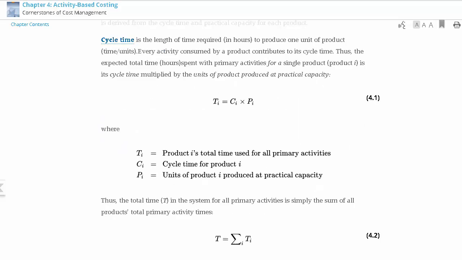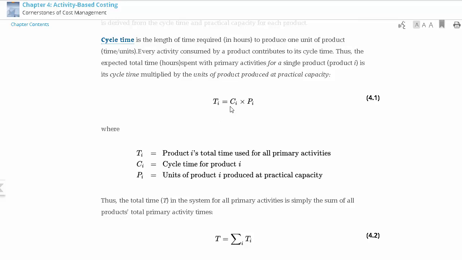Let's go over a few other concepts. Cycle time is the length of time required to produce 1 unit of product. So we're talking about calculating a time per unit cycle time. And every activity consumed by a product contributes to its cycle time. So the expected total time, in this case in hours, spent with primary activities for a single product, which we'll refer to as product I, is the cycle time multiplied by the units of the product produced. So we have what you see on the screen here.